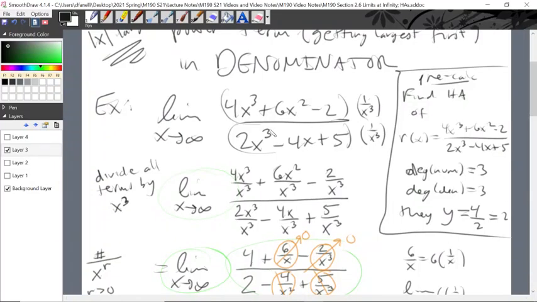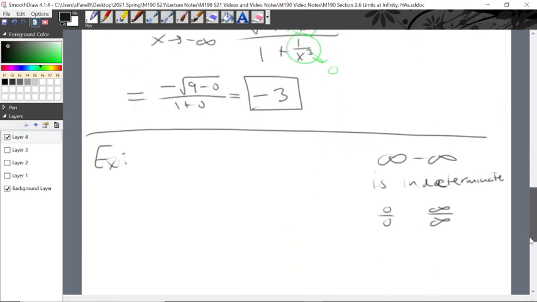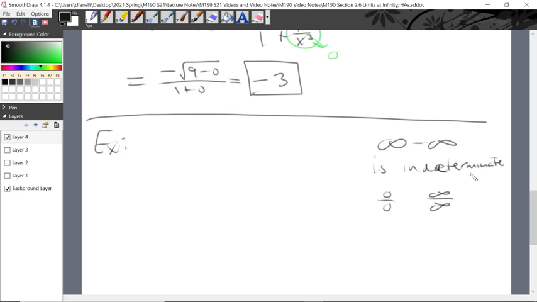It turned out it was equal to 2 in this example. Okay, infinity over infinity is indeterminate. It could equal infinity, it could equal negative infinity, it could be 0, it could be some other finite number. So it is indeterminate. Well, infinity minus infinity is also indeterminate.